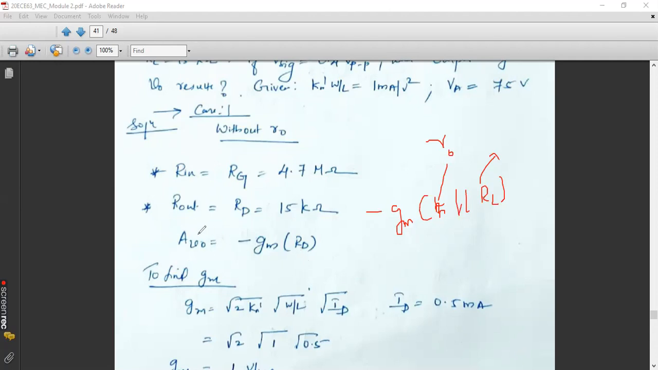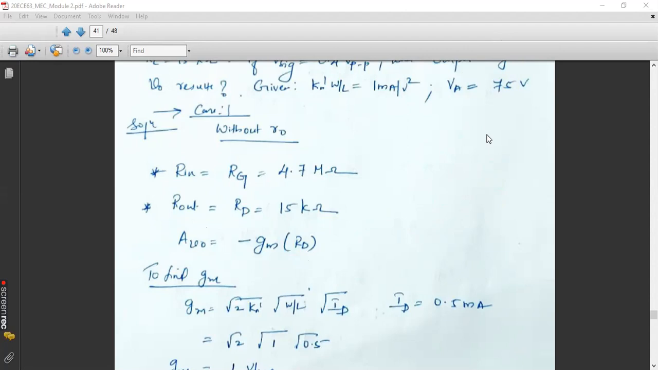But to find this, I need GM. GM is not given in the question. You know only RD. So to find AV naught, I have to find GM. So let us check the derivation of GM. Already I have derived the derivation of GM. Three separate equations we have derived. That is very, very important.